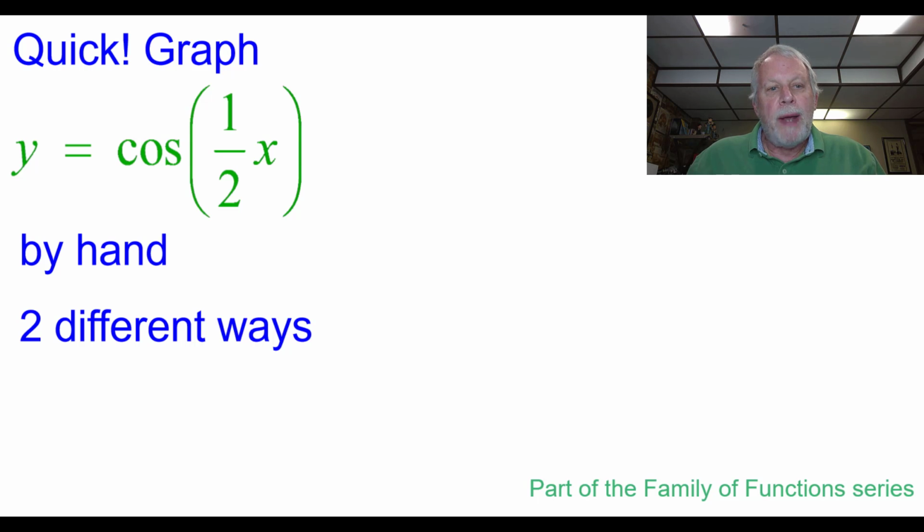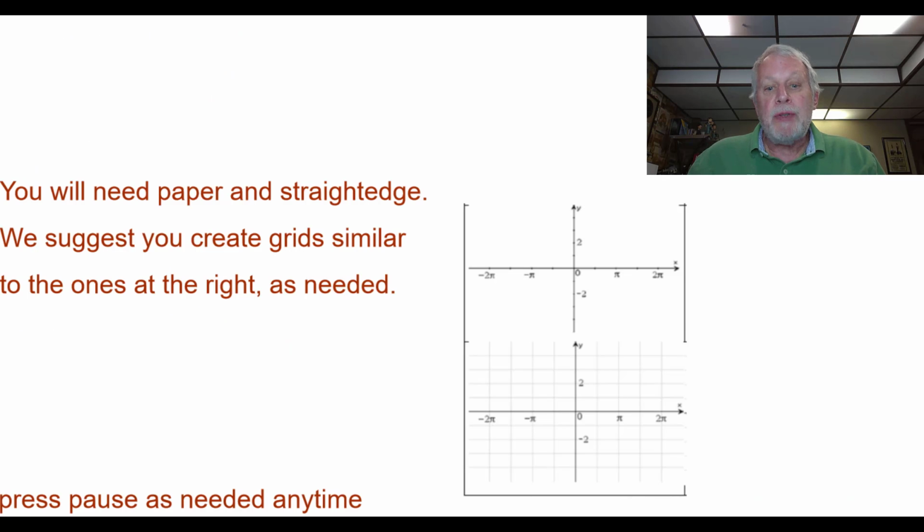Quick, graph y equals the cosine of the quantity 1/2 times x by hand 2 different ways. This is part of the family of functions series. You will need paper and straight edge, and we suggest you create grids similar to the ones at the right as needed. And as always, press pause as needed anytime during this video.